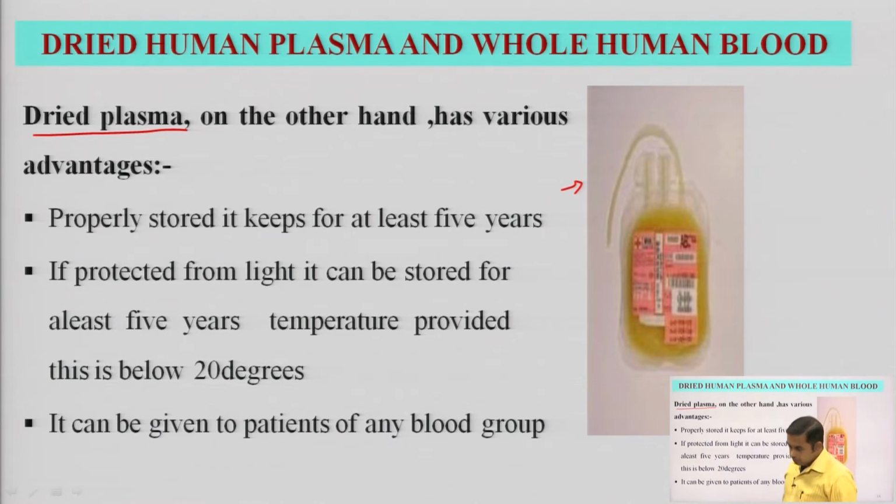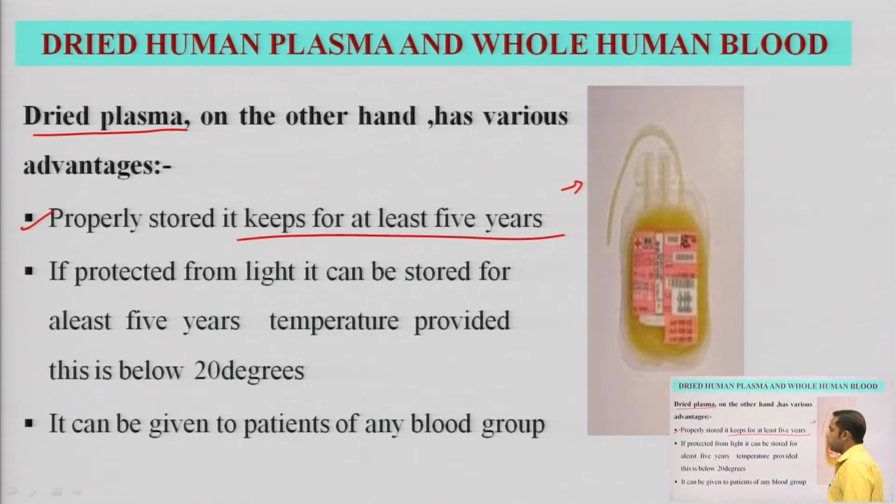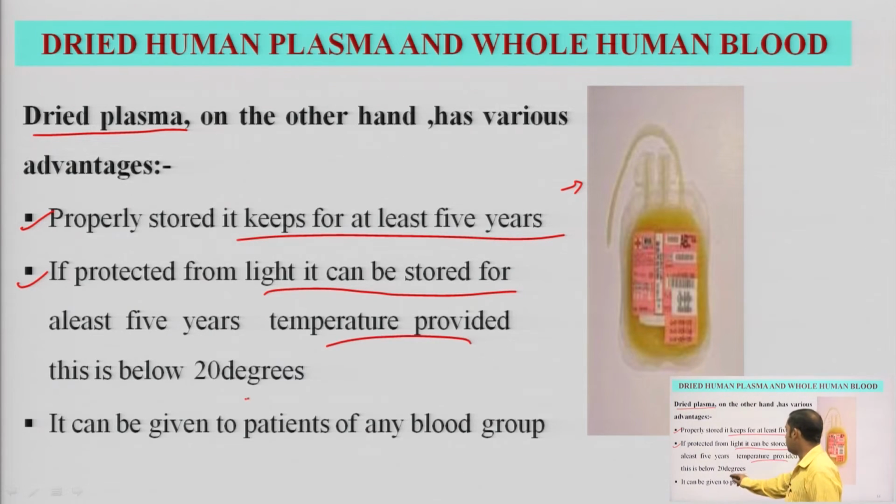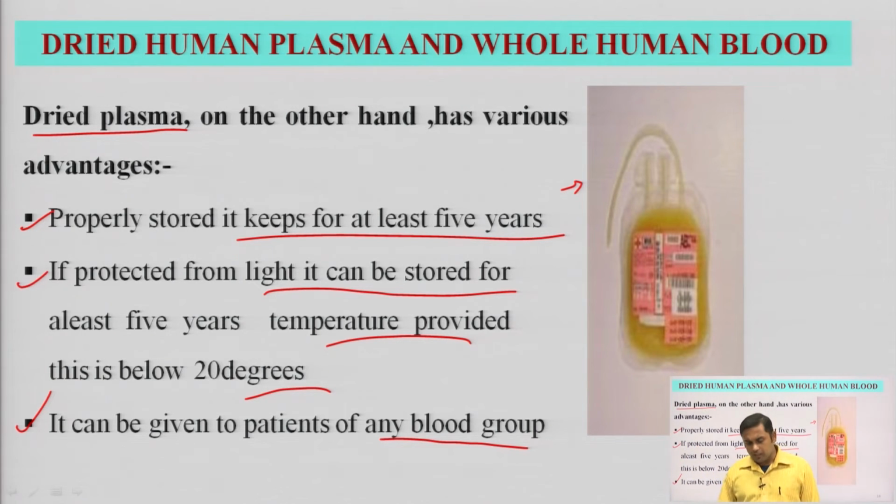Properly, it can be stored and kept for at least 5 years. If protected from light, it can be stored for at least 5 years at a temperature below 20 degrees centigrade, and it can be given to patients of any blood group. So, obviously, it has lots of advantages.